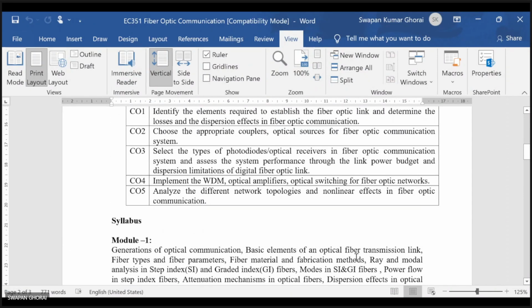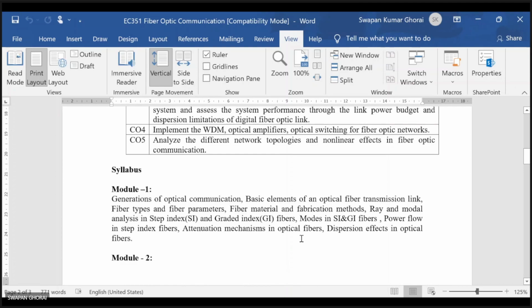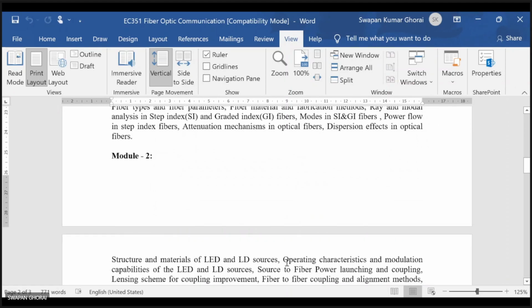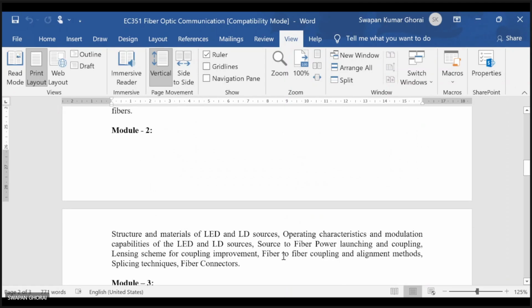So this is module 1. In the next module, module 2, we'll see the different sources, light emitting diodes. Mainly two sources are used in optical fibers: light emitting diodes and laser diodes.